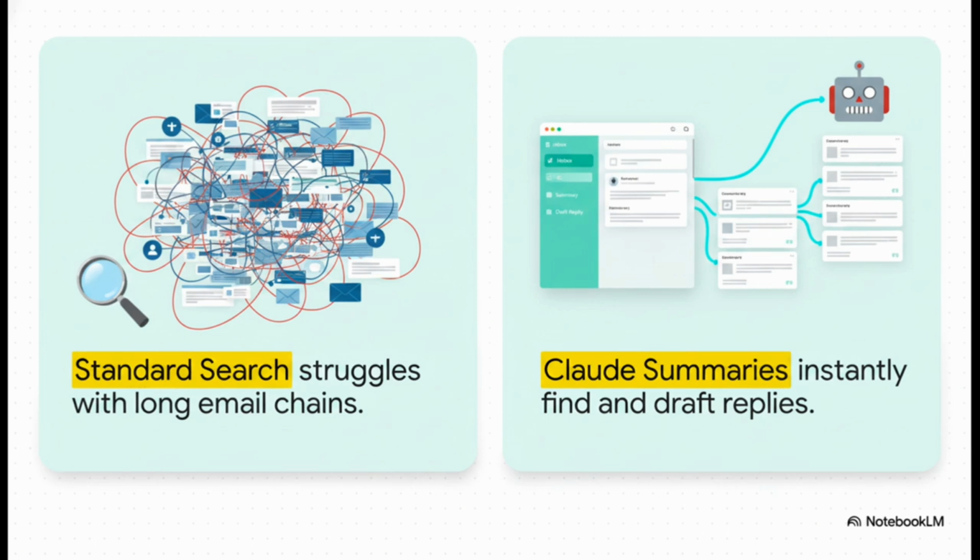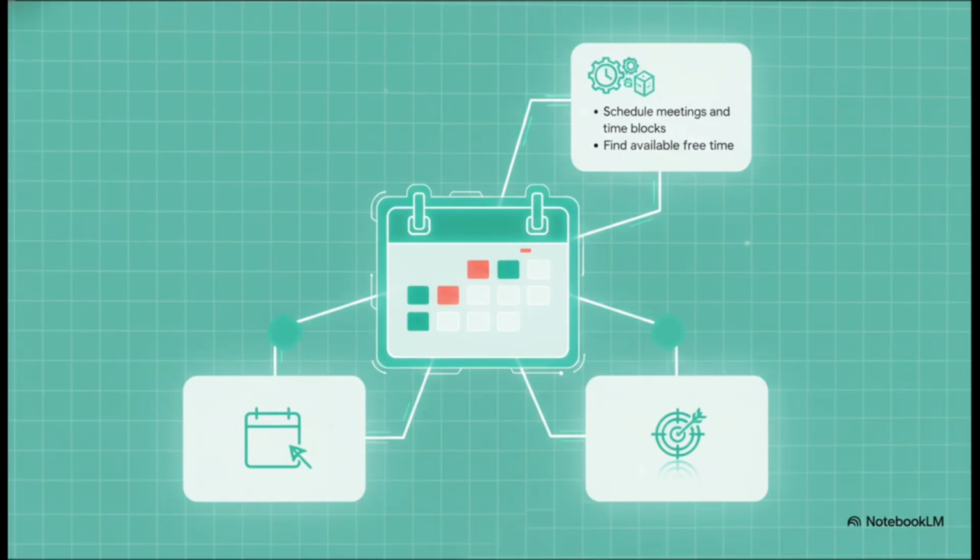And here is a massive pro tip. If you have an assistant, set up a shared Claude account that's connected to your inbox. That way they can securely search your emails and pull the answers they need without ever interrupting your flow. And that brings us to hack number 4, the calendar connector.